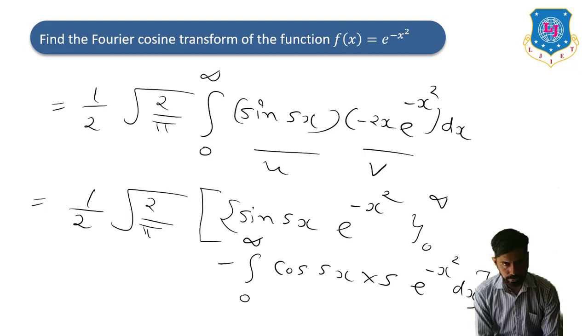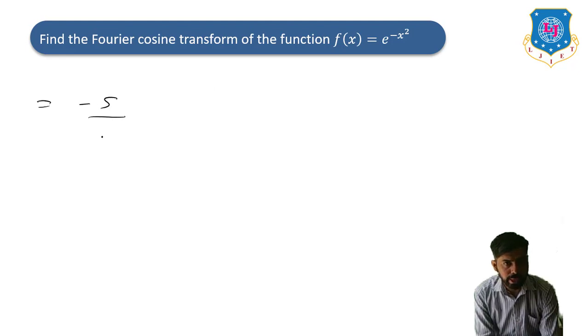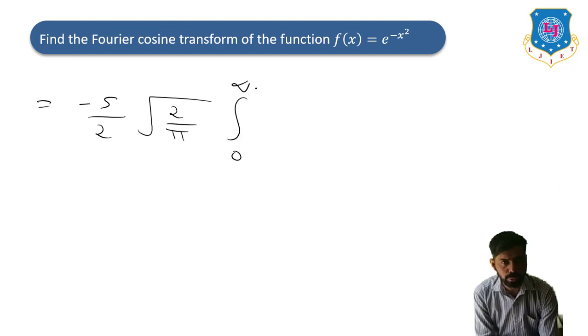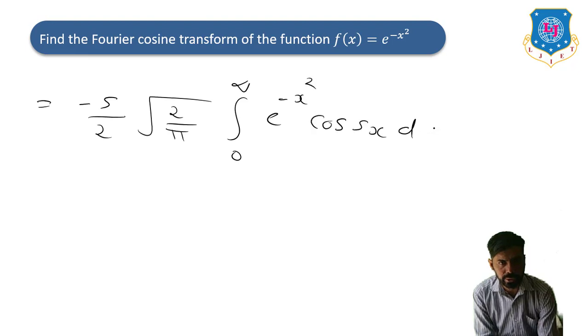Okay. Now here first of all we will apply the upper limit. So here if we replace x by infinity, this will become e raised to minus infinity, and the value of e raised to minus infinity is 0. So here the answer of the upper limit will be 0. Now for the lower limit we will replace x by 0. So here sin 0, and the value of sin 0 is 0. So the answer of the lower limit will be 0 in this case. This can be written as minus s by 2 square root of 2 by pi integration 0 to infinity e raised to minus x square cos sx dx.